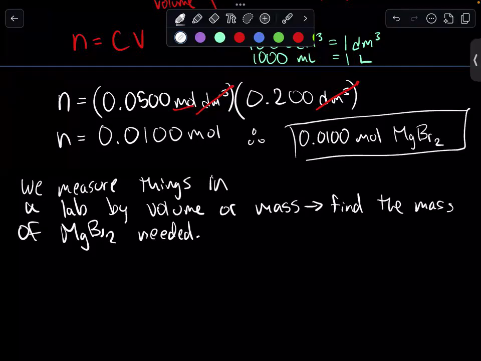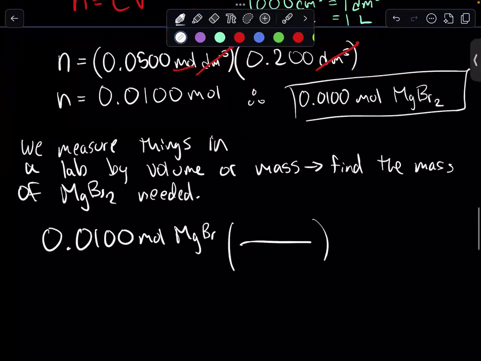That's a lot easier than you might suspect. It's 0.0100 mole magnesium bromide, and we're going to use our molar mass. I know I want mass, which is grams, and I need to get rid of my moles, which will be on the bottom. Using my periodic table, I can find that the molar mass is 184.11 grams mole inverse. That's two bromines and one magnesium added together.